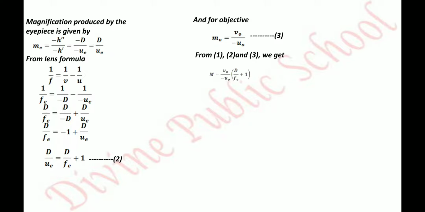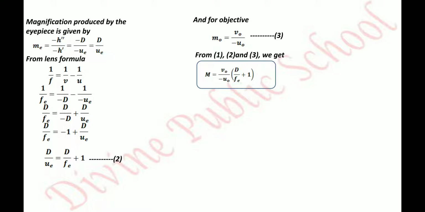For objective, magnification is given by image distance upon object distance. So image distance is VO. VO is V for image distance, O is for objective. Minus U because again the object is leftward. So we should write V upon minus U. Let this be equation number 3. Now putting the values of ME and MO in equation number 1, from 1 to 3 we get capital M is equal to VO upon minus U in bracket D upon Fe plus 1. This is the formula for the magnifying power.